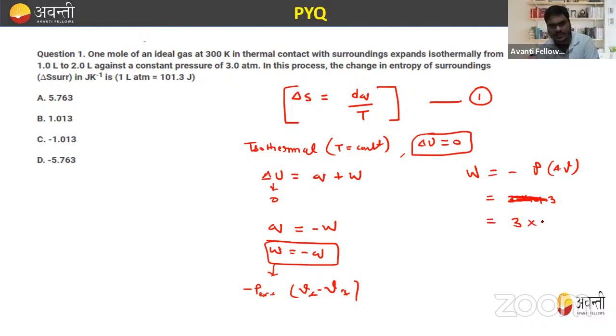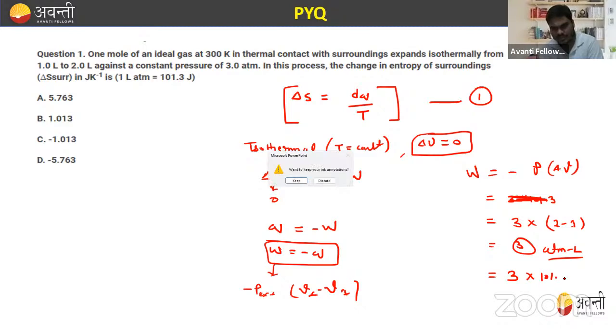What is delta V here? V2 minus V1, so 2 minus 1. It comes out to be 3, right? So it comes out to be 3, and this is atm liter. We know how to convert atm liter into joule. So 1 atm liter is nothing but 101.3 joule. So this is the work done.